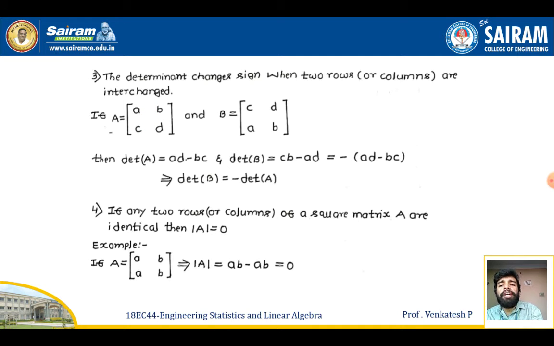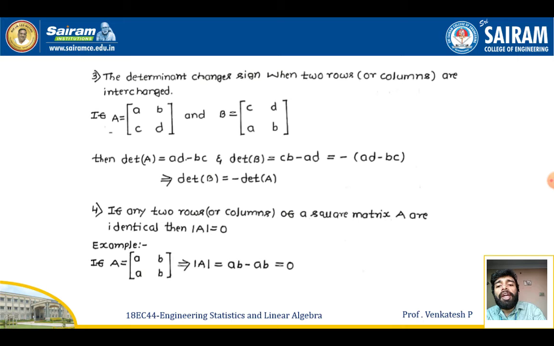Now I'm going to find the determinant of matrix A. I get ad minus bc, and if I find it for B, I get cb minus ad. Taking the minus sign as a common factor, I get minus of (ad minus bc). So I can conclude that the determinant of B is equal to minus the determinant of A. When the rows or columns are interchanged, the sign of the determinant changes.